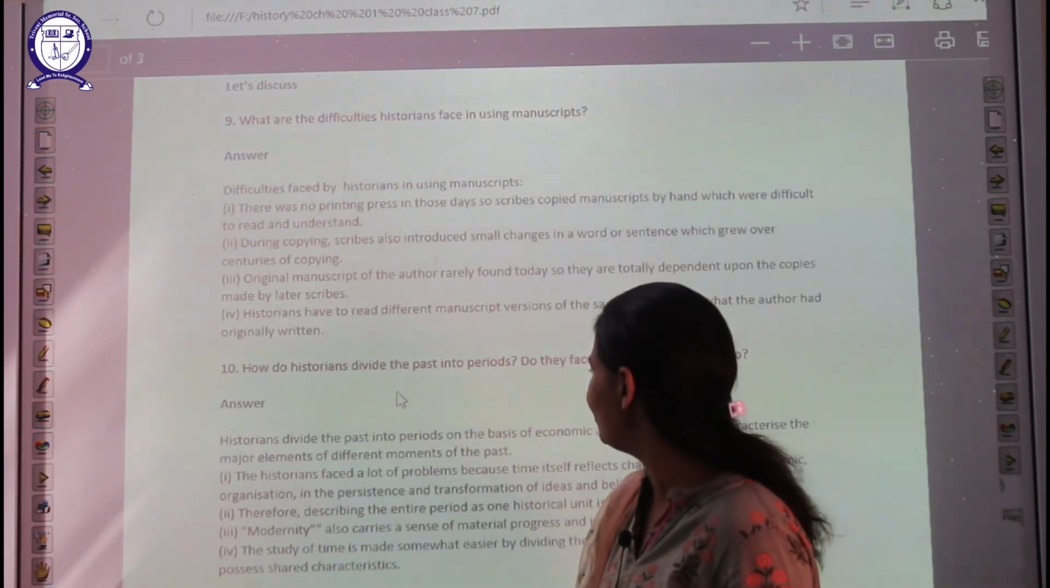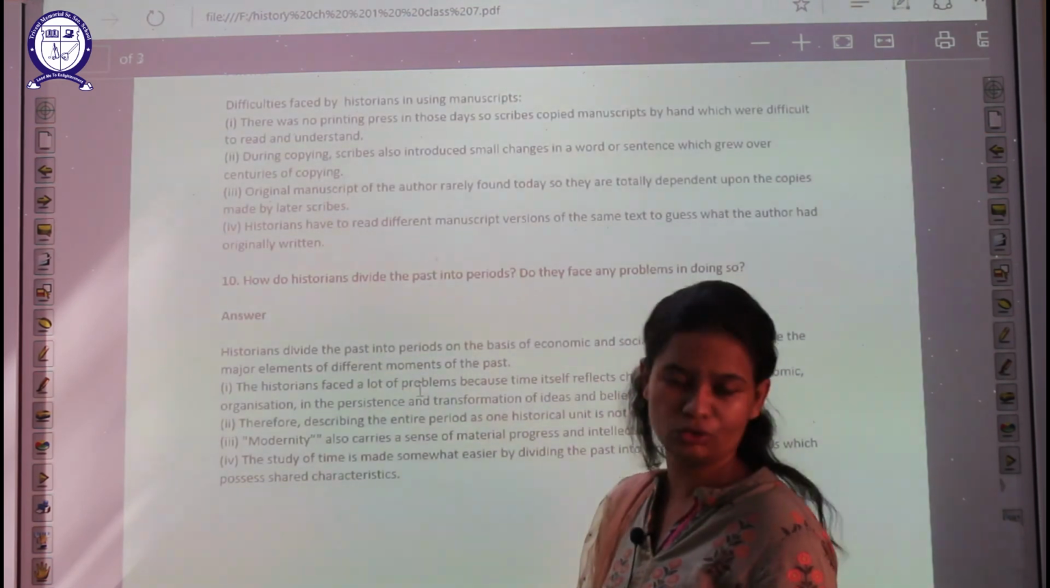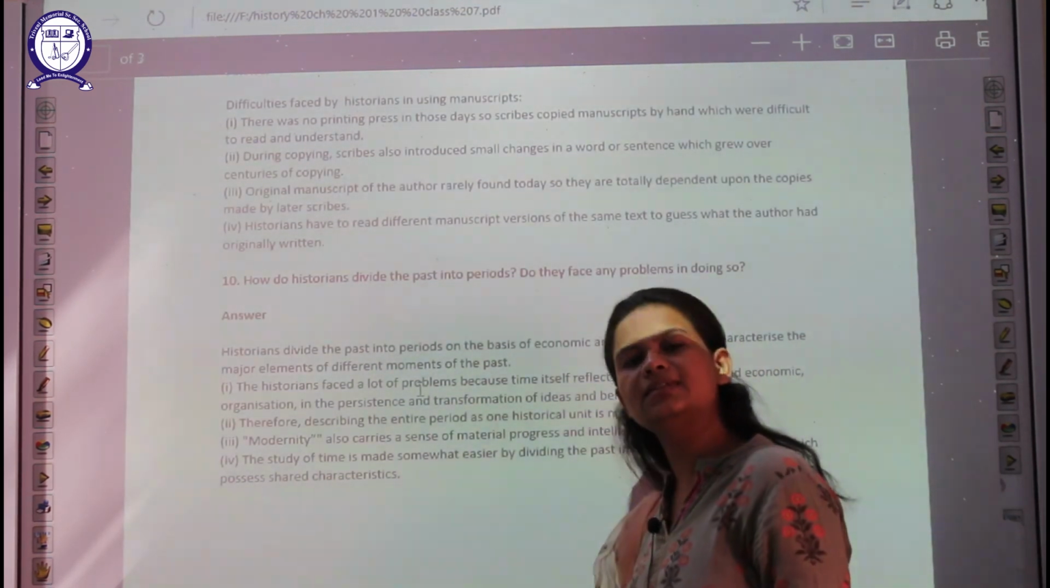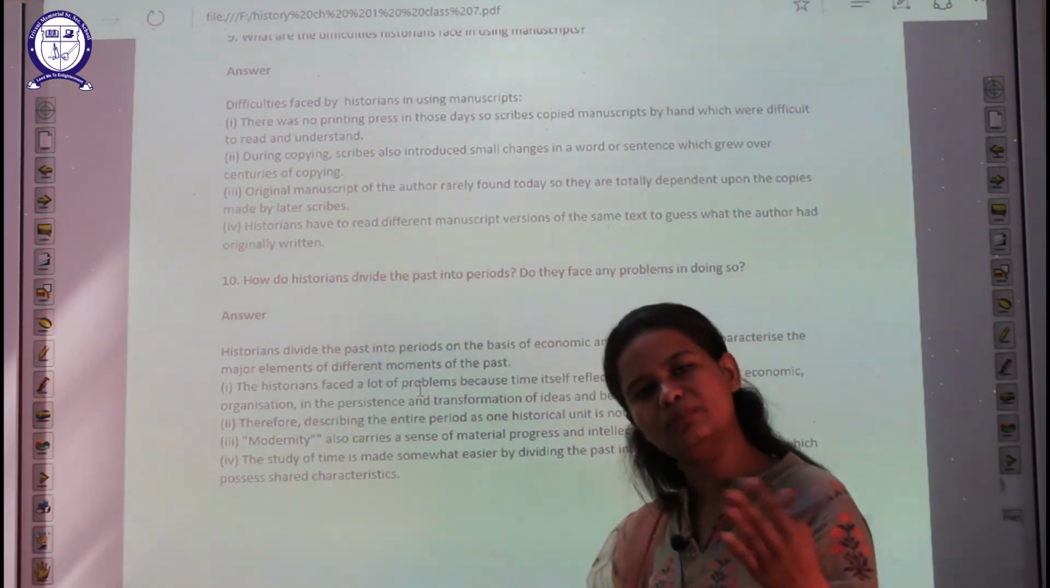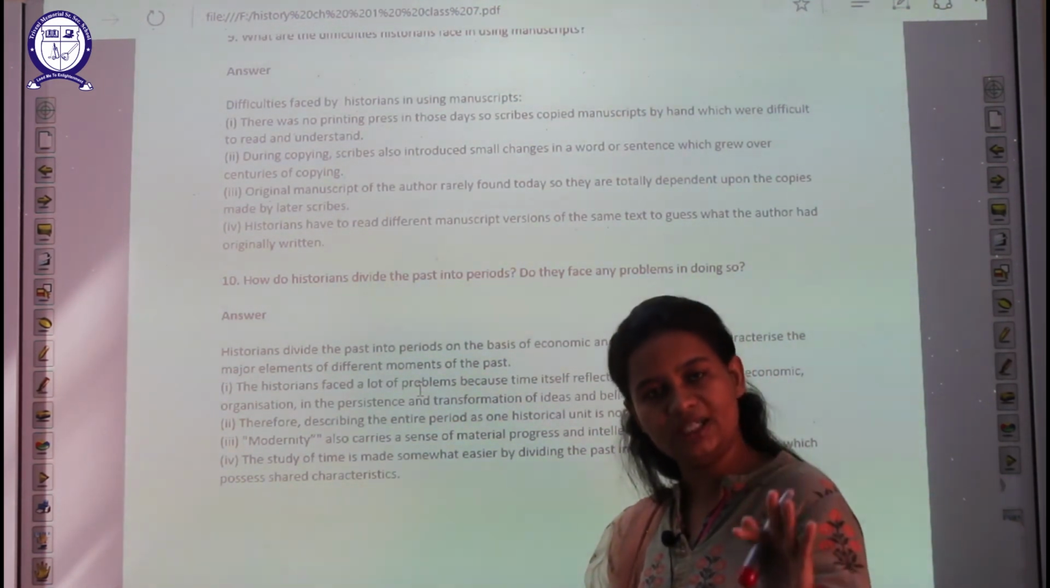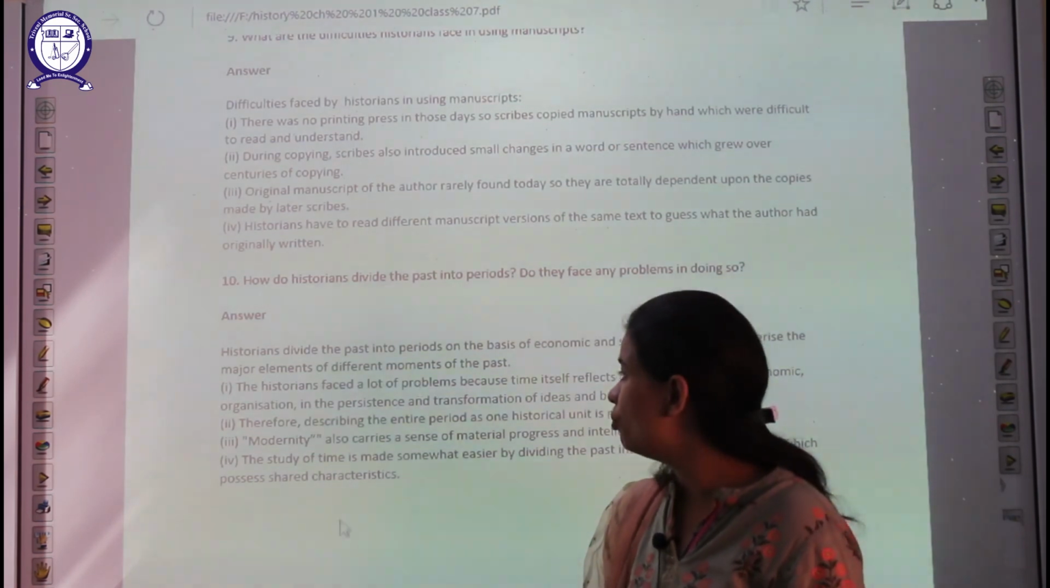How did historians divide the past into periods? This also I told you, firstly on the basis of Hindu, Muslims and British, and then on the basis of ancient history, medieval history and modern history.